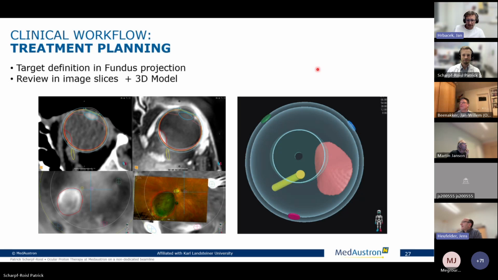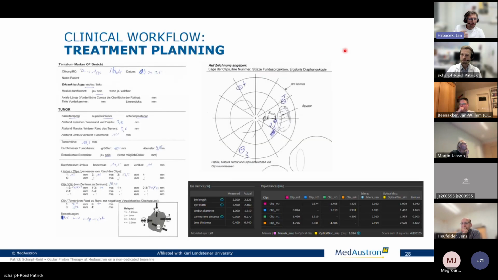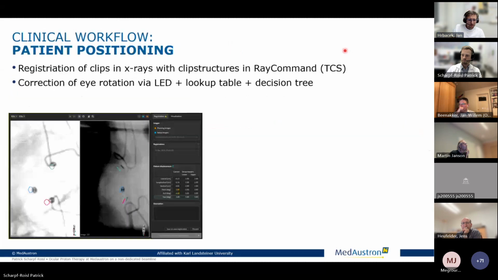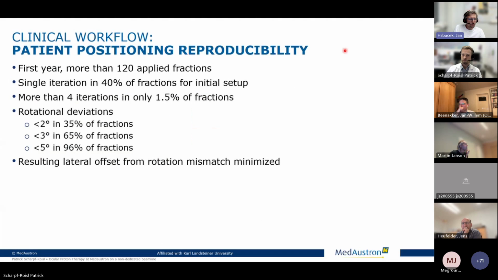Patrick, you said that when you are finalizing positioning, you're basically allowing for some residual rotation, and you were showing the likelihood of that rotation. Based on what information do you decide whether that is acceptable rotation for that particular patient?